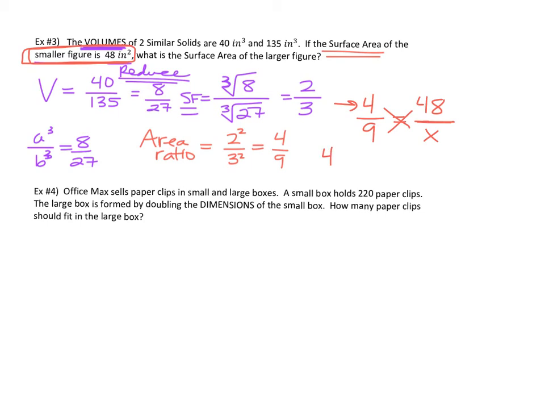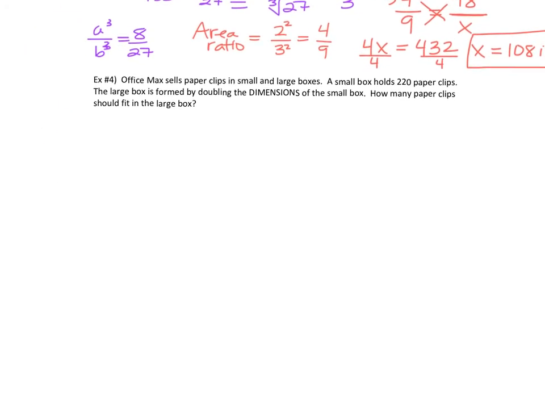We get 4x equals 9 times 48, which is 432. And then we're going to divide by 4. So we get x equals, this comes out to 108. Remember, we were solving for area. So it's 108 square inches. I love that problem. So fun, right? So fun.